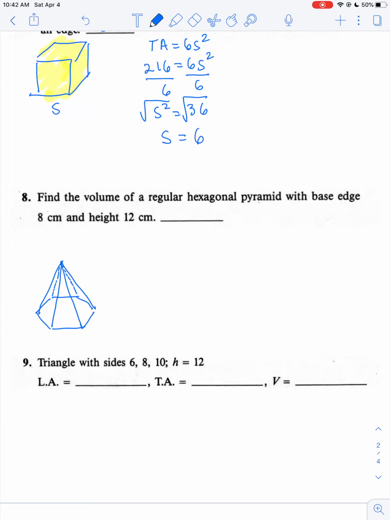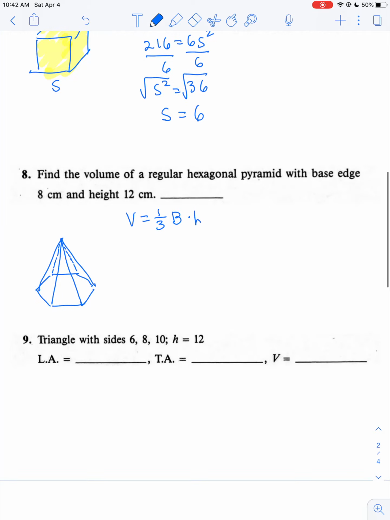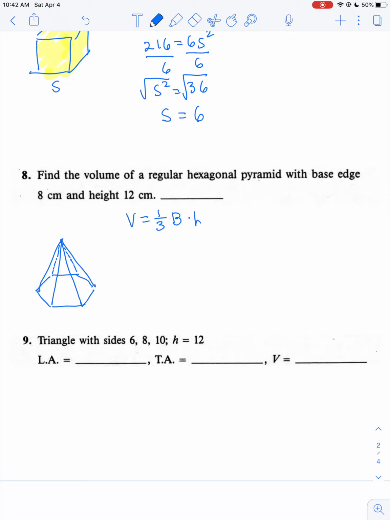So from there, they ask that we find the volume. And the volume formula for a pyramid is 1/3 times the area of the base times the height. The given information is that you have a regular hexagonal pyramid with a base edge of 8, and the height is, if you were to drop a perpendicular down from the vertex to the center of that hexagon down at the bottom, that length right there is equal to 12.